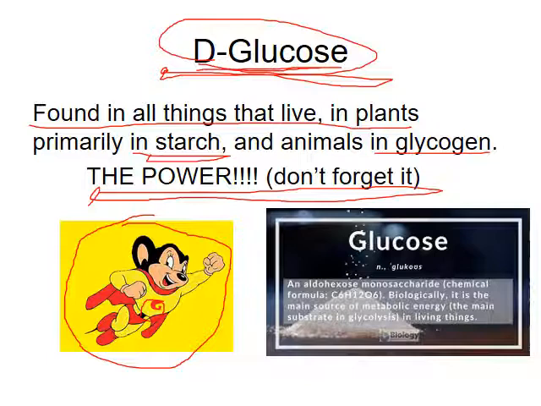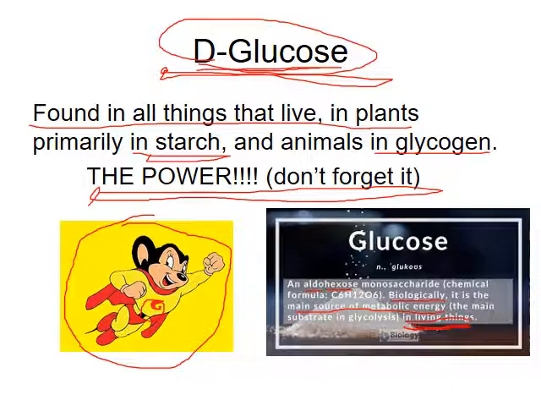Okay. If you were to take a plant and smash it up and look at all the cells, you would find that the main molecule that shows up in it is glucose. Glucose, what we just told you, is a monosaccharide, and biologically it is the main source of metabolic energy of all living things, okay? It is the main energy source of all living things.